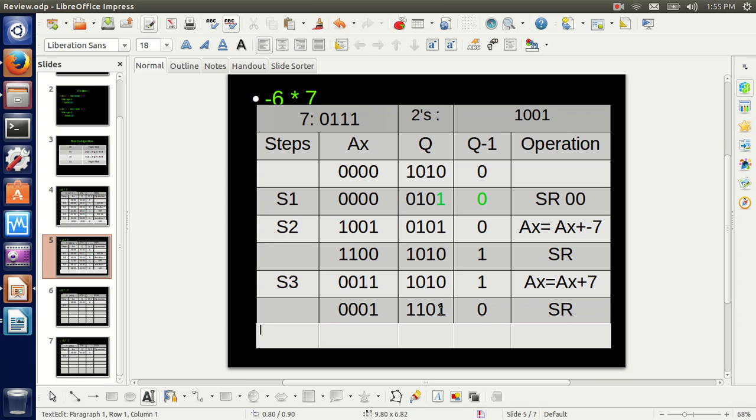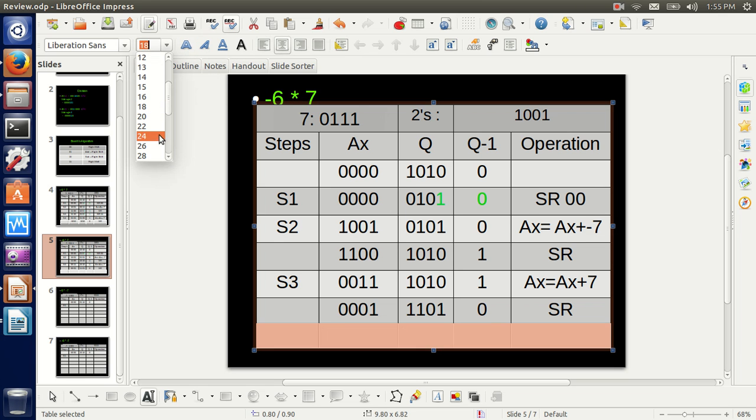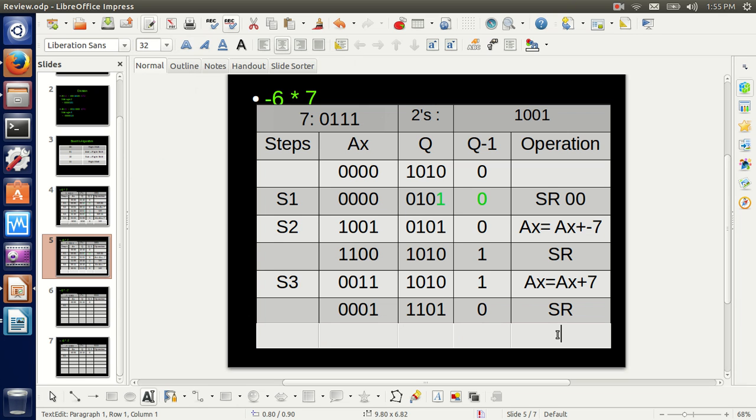I look at this and this, so I have a subtraction, then a shift, a subtraction, and then a shift. So what am I going to have here? I'm going to have AX equals AX plus or minus 7. I'm subtracting 7, so I'm going to add it.